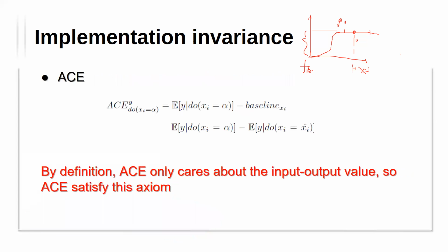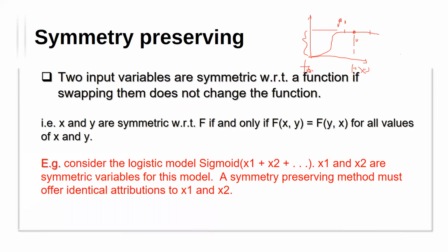So for average causal effect, we only care about the input and output. So just by the definition, it satisfies this axiom. This is quite clear. And then let's look at symmetry preserving.